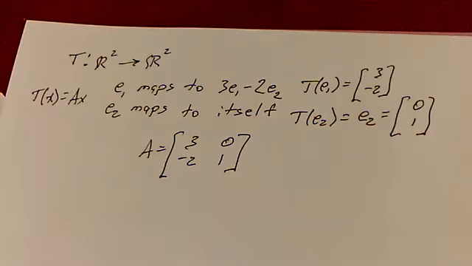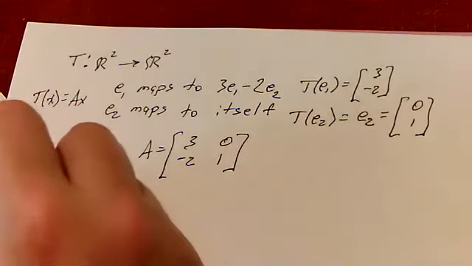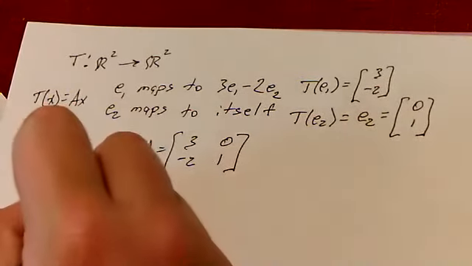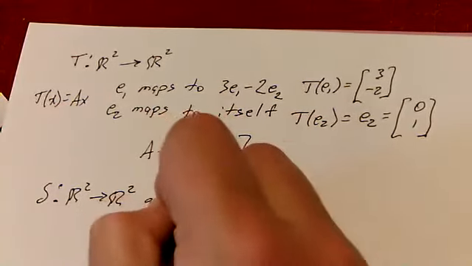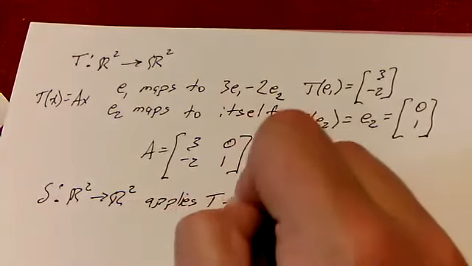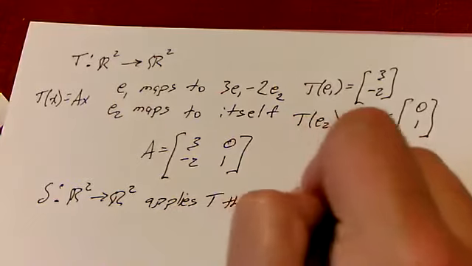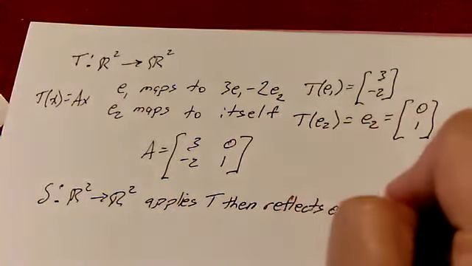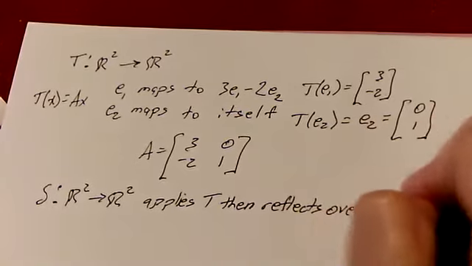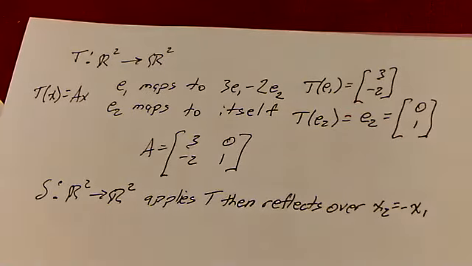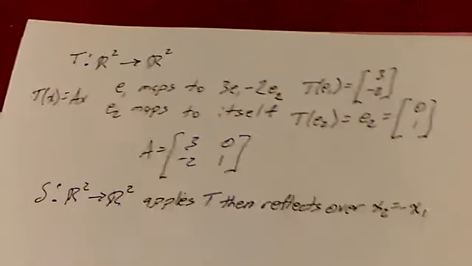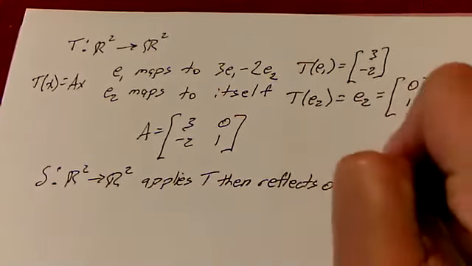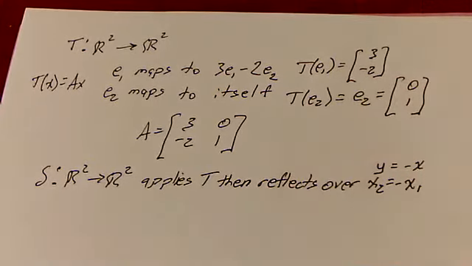Now let's say we tack something onto this transformation. So that was T. We're going to have a transformation S that's also going to go from R2 to R2. It applies the transformation T, then it reflects over x2 equals negative x1. Let's think about what x2 equals negative x1 is in terms we're a little more familiar with, what we work with a lot of times, x and y. What this means is y equals negative x. That's effectively the same thing.